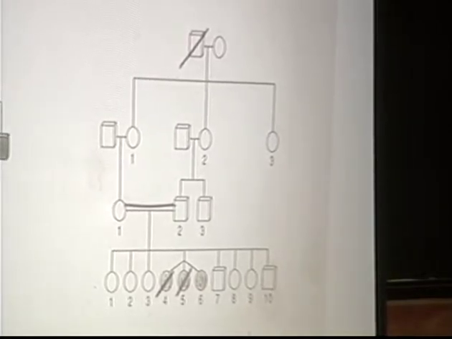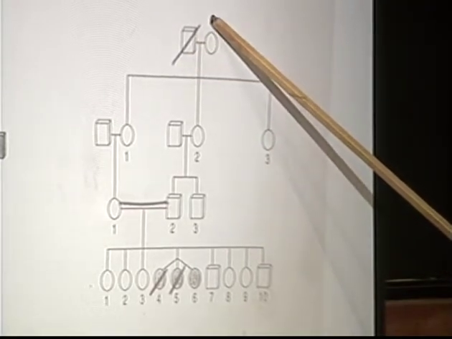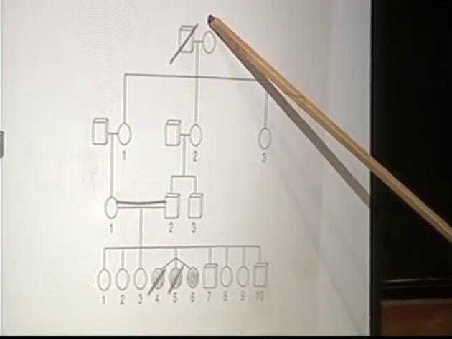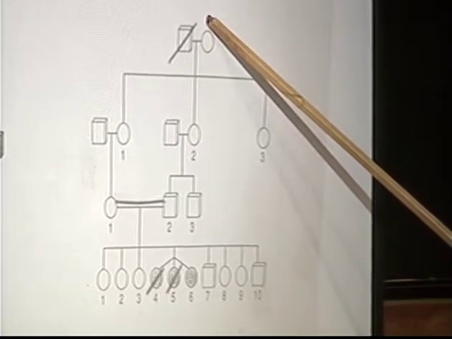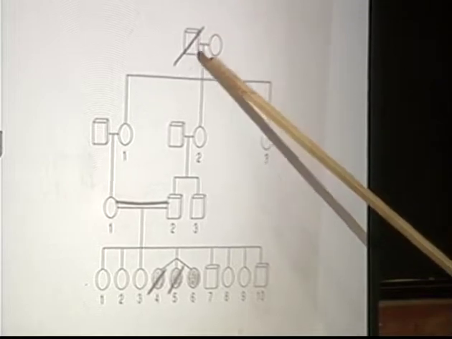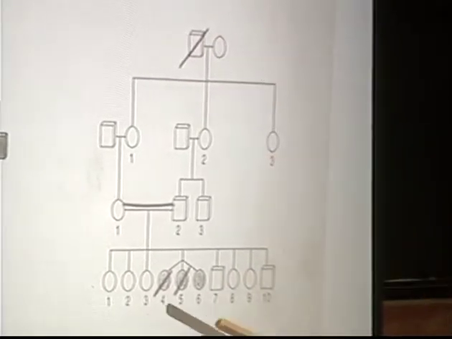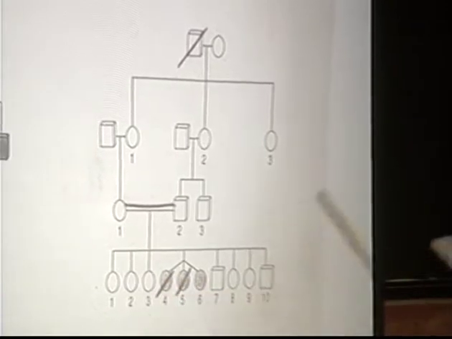The lines that are through here, if you see a diagonal line through an individual, that indicates that the individual is deceased. So I added some lines just to illustrate that fact. This individual is deceased, and then these two individuals are deceased.